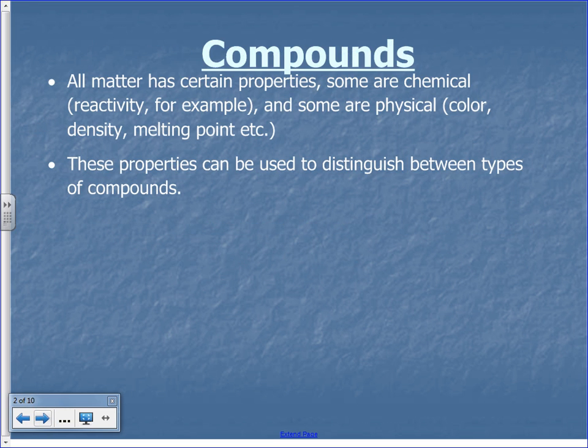All right, so all matter has certain properties. Some are chemical, like how reactive it is, what things does it react with? Does it oxidize? That means like rust if you're iron, or tarnish if you're silver, things like that. And some are physical: color, odor, density, conductivity, magnetism, malleability, all of that kind of stuff. Ductility, all of those are physical properties, sorry.